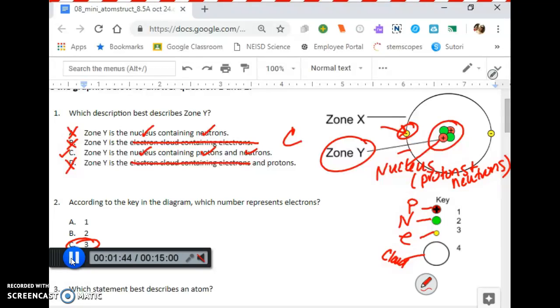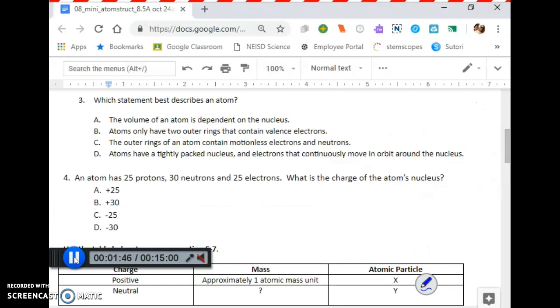That's the best answer. Which statement best describes an atom? A, the volume of an atom is dependent on the nucleus. No, it is not. The volume is actually mostly the electron cloud. That's what most of the atom is made up of, is empty space in the cloud. Letter B, atoms have only 2 outer rings. No, they don't. They can only have 1 outer ring at a time. The last ring with the electrons on it is called the valence shell. And there's only 1 of them, not 2.